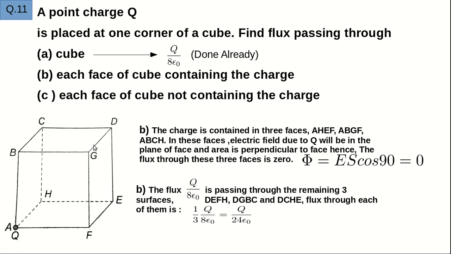So these three faces are not connected with this charge Q. So the flux through each of these three faces will be one third of Q by 8 epsilon naught, because three of them do not contain the charge, so they are not connected with the charge. So one third of Q by 8 epsilon naught is Q by 24 epsilon naught.